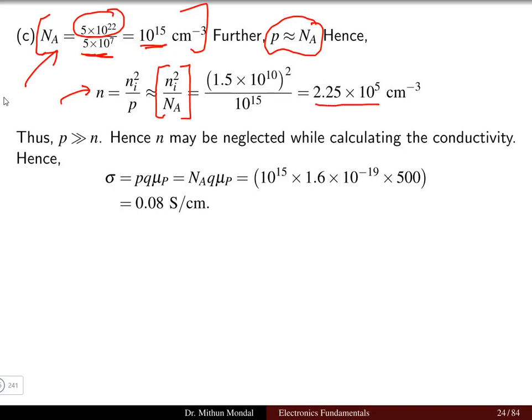And hence, the conductivity formula will have the number of acceptor impurity atoms multiplied with the charge on the electron multiplied with the mobility of the holes, which gives 0.08 Siemens per centimeter.